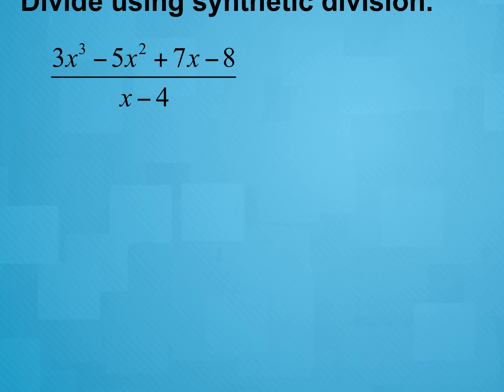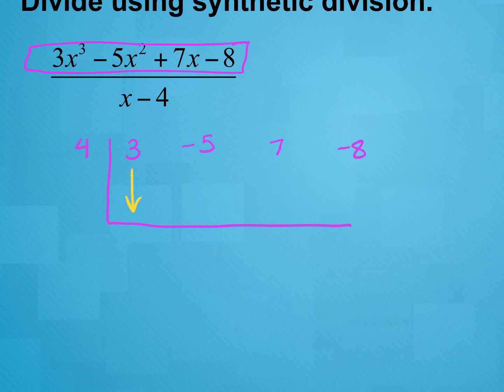X minus, no wait, the +4. Good. Change the sign so it's +4. Draw your big L. Look at my dividend. Is it in decreasing degree order? Yep. Am I missing any terms? Nope. So I write the coefficients: 3, -5, 7, -8.